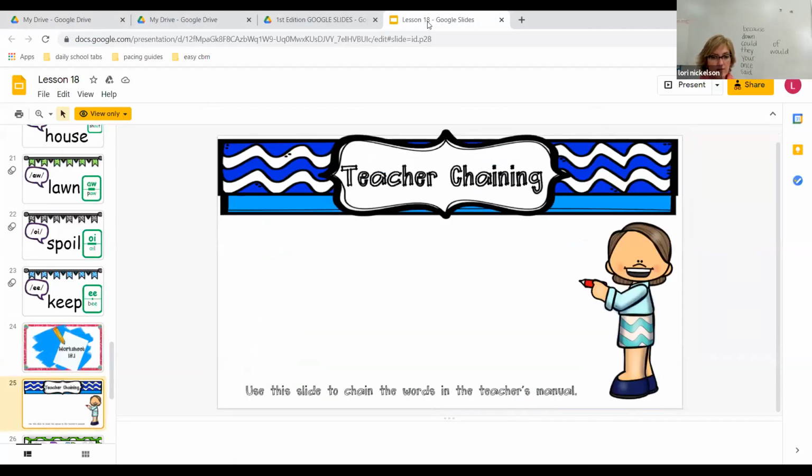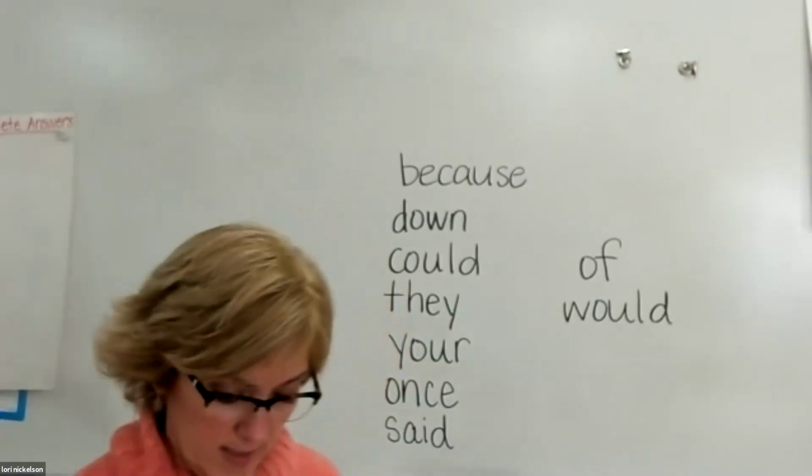Okay, so now it says teacher chaining. So this is going to be done on the board also this time and not on our chart like we normally would do. So I'm going to stop sharing again so you can see what I'm doing, okay?